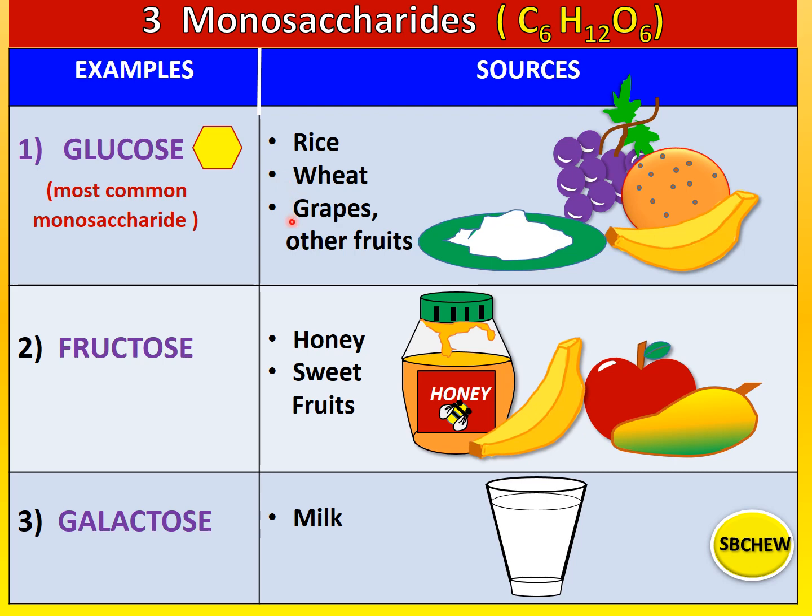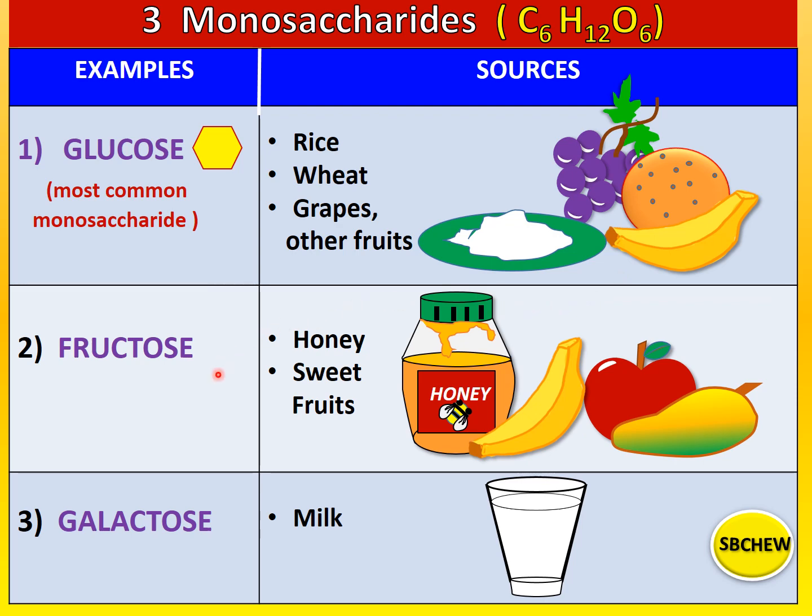Wheat. Now grapes have glucose in them. Grapes have a high percentage of glucose in them. They are very sweet. Oranges and also bananas have a lot of glucose in them.